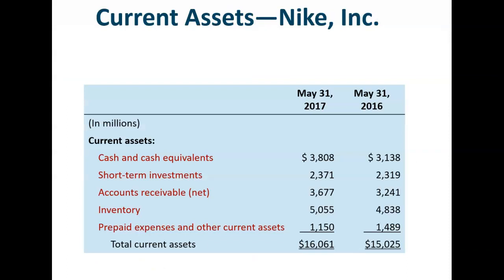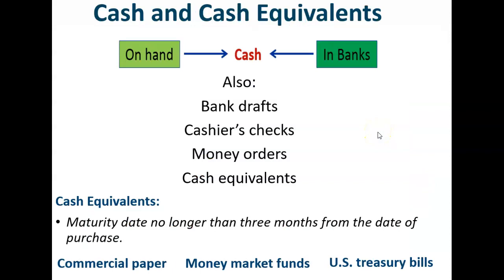Your textbook shows an illustration of the current asset section of Nike's comparative balance sheets. The most liquid asset, cash, is listed in the current asset section of the balance sheet first. Cash includes cash on hand and in banks that is available for use in the operations of the business, and such items as bank drafts, cashier's checks, and money orders.